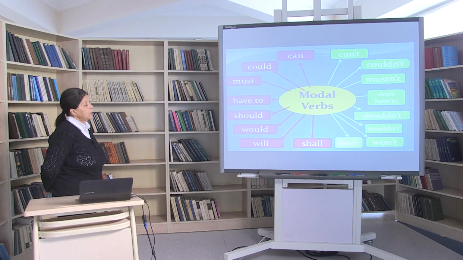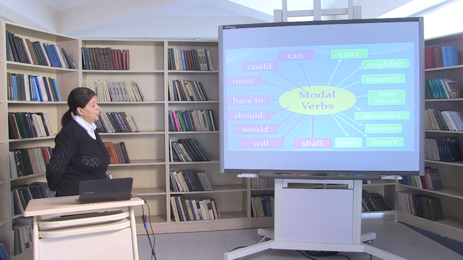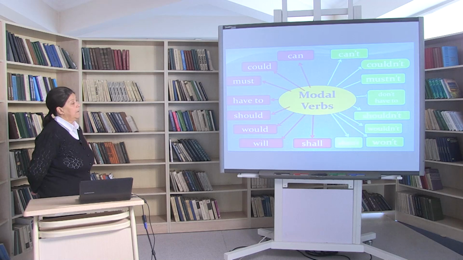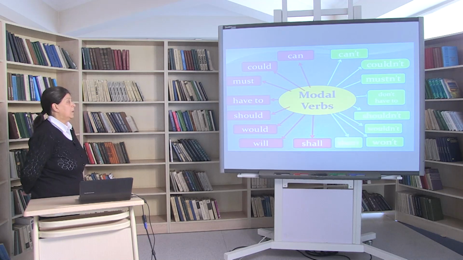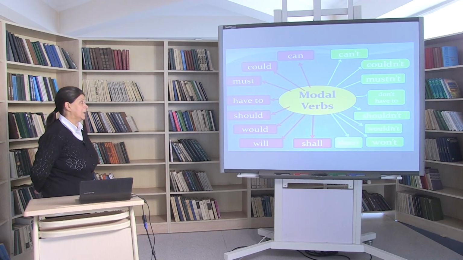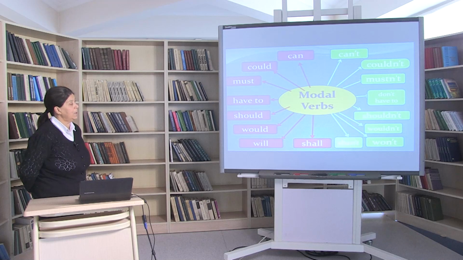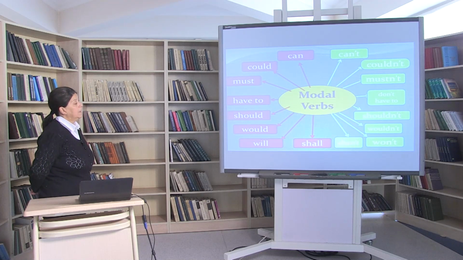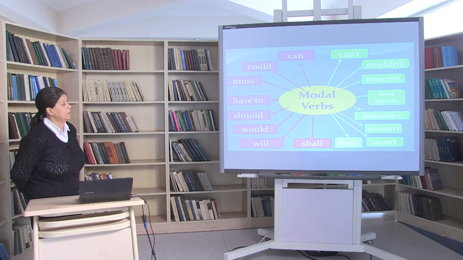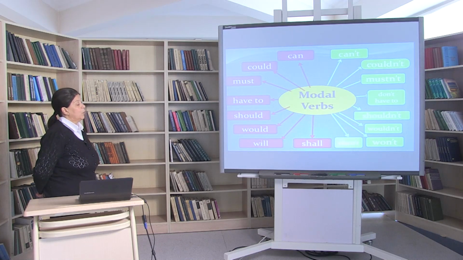Must. What is must? Must is a modal verb. Its interrogative form is formed by means of inversion, and negative form is formed by means of not after the modal verb must. I must see you. In question form, must I see you or must you see me? Or in negative form, I must not see you.